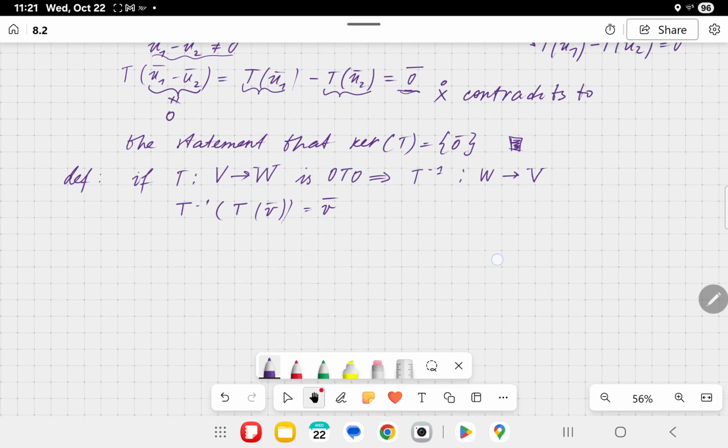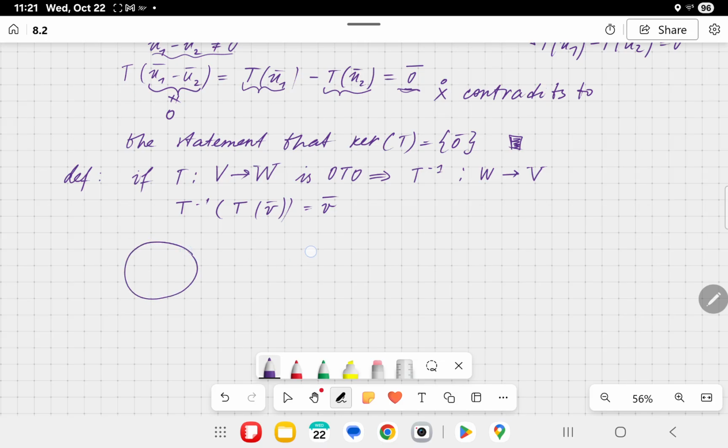I'm going to draw the picture for the inverse transformation. So we have V and W, and the transformation is 1 to 1, which takes vector V and transfers it into T of V, and the inverse transformation.